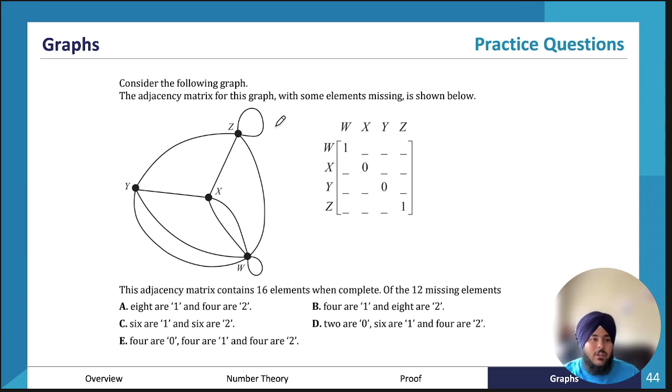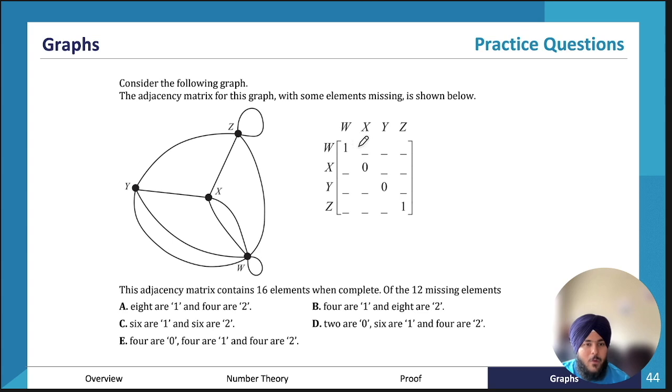Okay, consider the following graph. The adjacency matrix for this graph with some elements missing is shown below. This adjacency matrix contains 16 elements when complete, of which 12 are missing, and we're filling in the blanks. So let's fill out the adjacency matrix before we go on to find the correct answer. That's probably the best method of doing it.